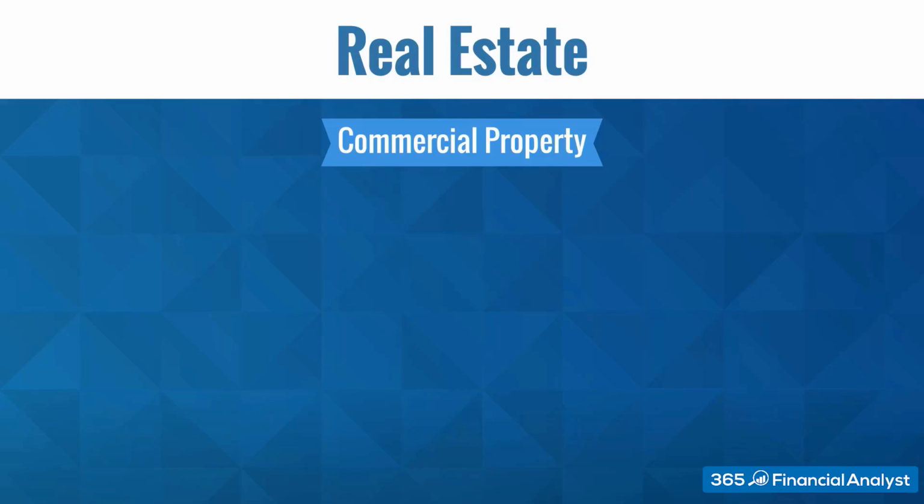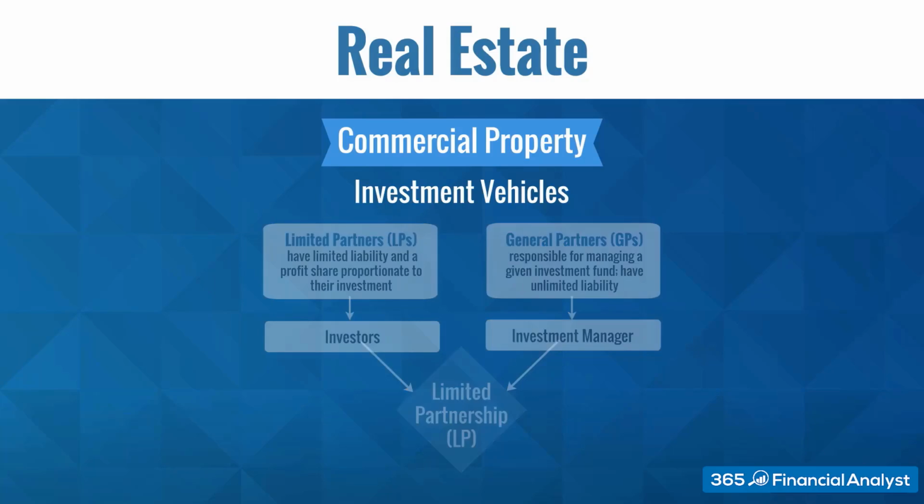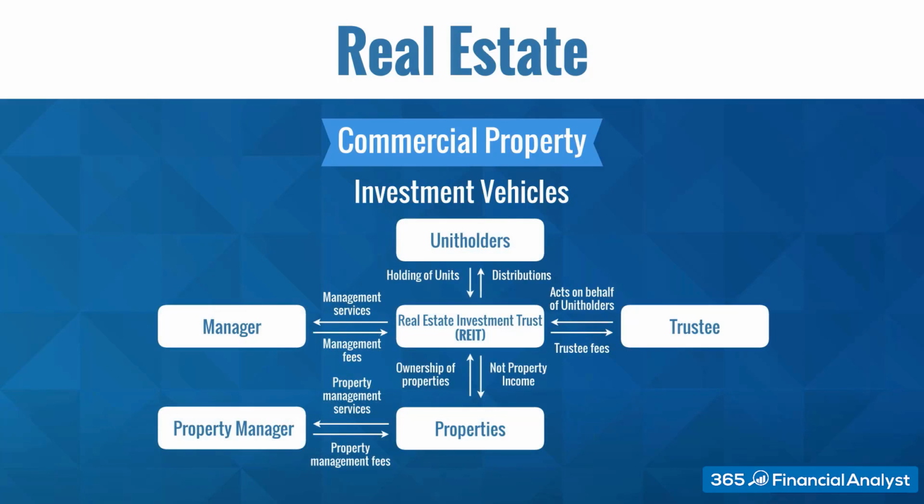As we mentioned earlier, limited partnerships are private vehicles made up of limited partners, or investors, and general partners who manage the investments. LPs have limited liability to the amount of the initial investment, while GPs have unlimited liability. REITs, on the other hand, are publicly listed investment vehicles that issue shares, which are traded like regular company stock. They typically distribute 90% of their income as dividends.